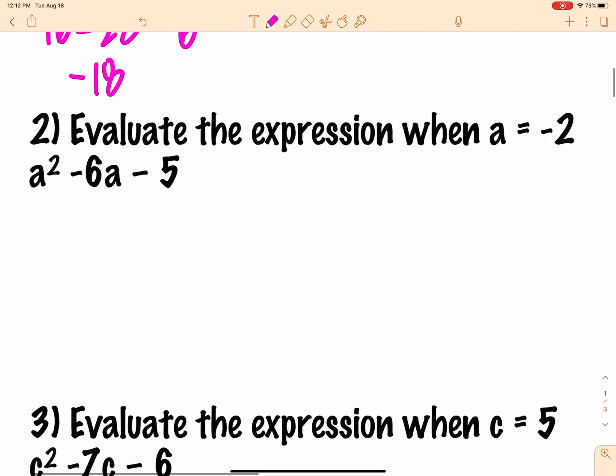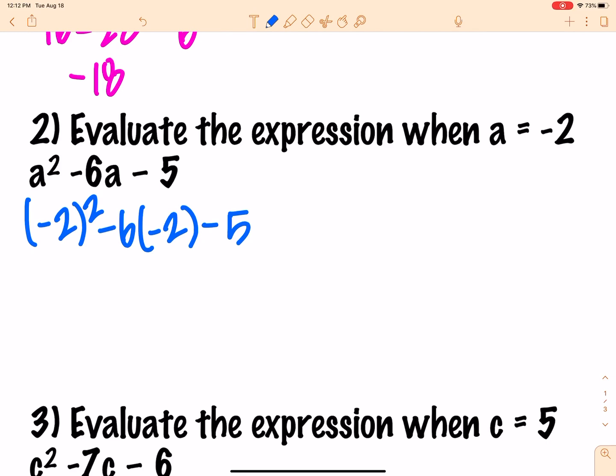Number 2, we're just replacing a with -2. So please put it in with parentheses, get in the habit. This is what you should have once you replace a with -2. Just evaluate, so you should get 4. And then +12 minus 5. And this comes out to 11.